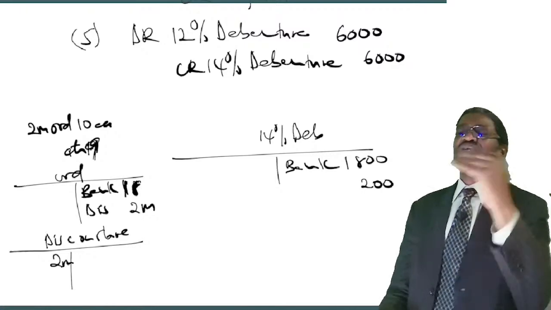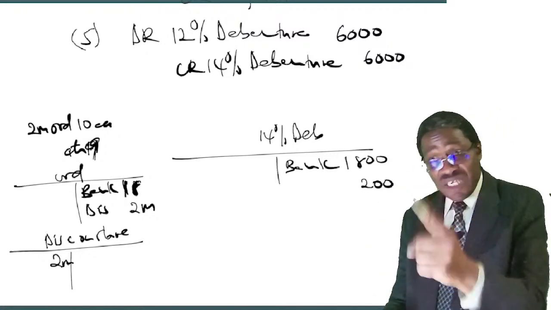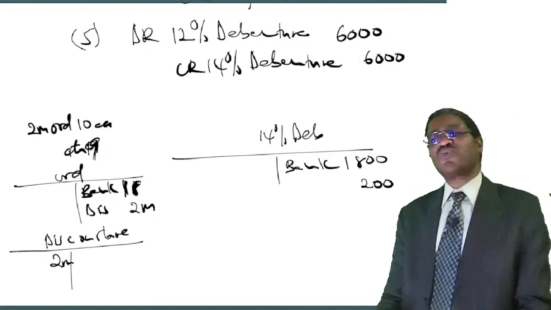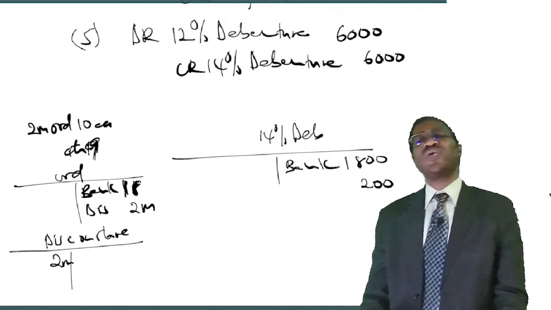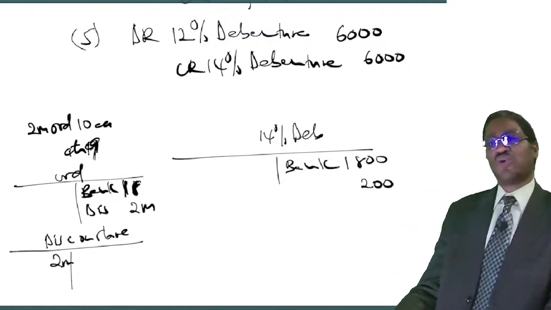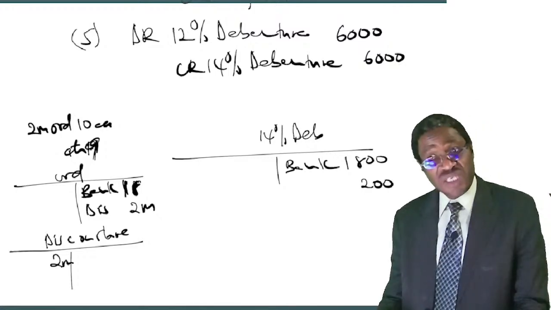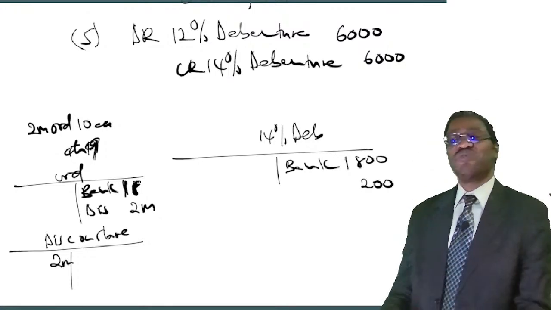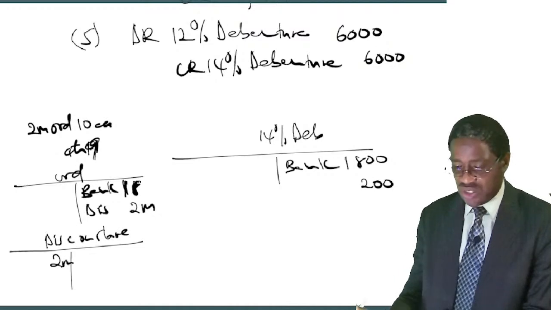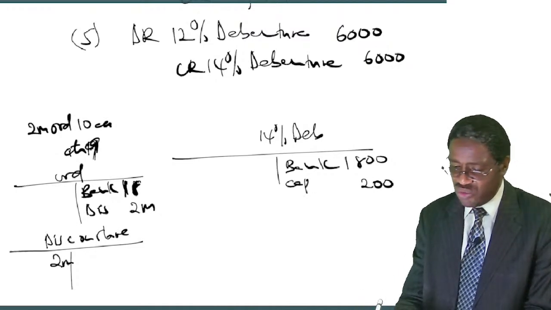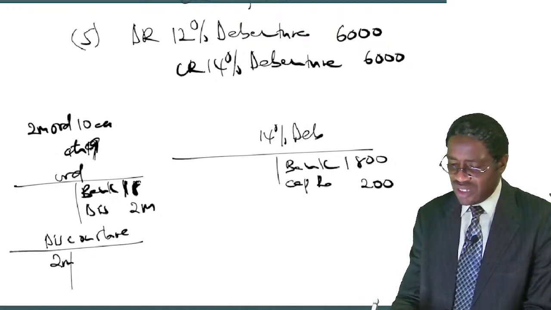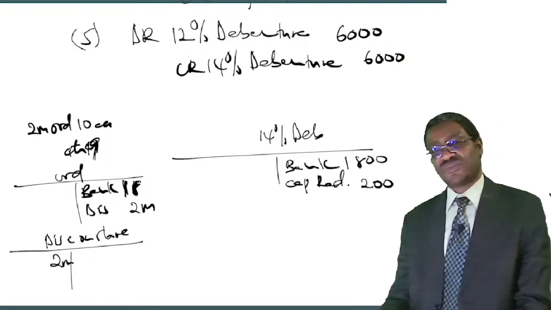So with that 200,000, I am supposed to debit discount on debenture and credit debenture if it is a normal business. But now that we are reconstructing the company and we are making a loss on the issue of this debenture, we are saying any loss should be taken to the capital reduction. So this question expected you to credit capital reduction.